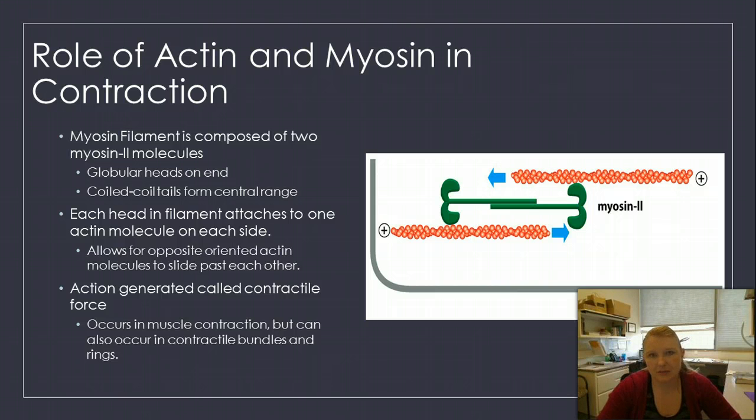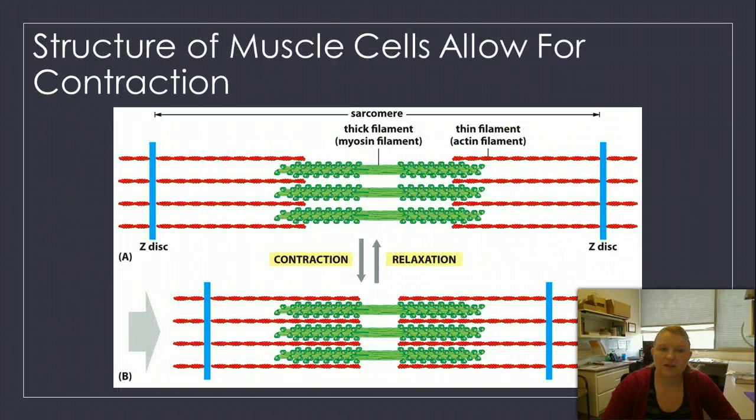Now these actin chains, remember, they have polarity, and each actin chain is going in an opposite direction on either side of this myosin filament. And these myosin heads will attach to those actins. And what this allows is for this contractile force to be generated, which allows those actin molecules to slide past each other without actually coming into contact because the myosin filament is in between them. And we're going to talk about how these myosin heads work in just a second, but it's really important to understand that.